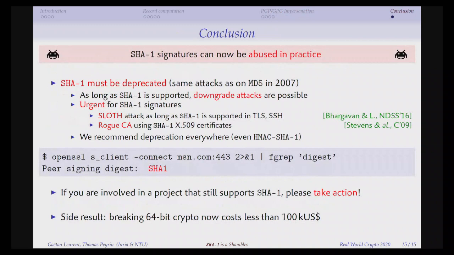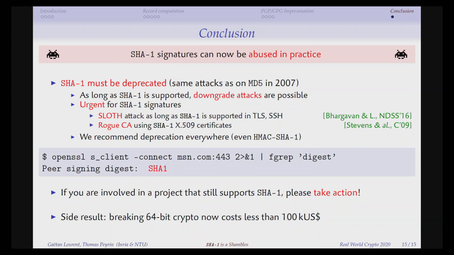So to conclude, the main message here is that SHA-1 signatures can be abused in practice. So this is really a practical exploit on SHA-1. So SHA-1 must be deprecated. It should be removed basically everywhere. The situation we are in now is similar to the MD5 situation in 2007. And it was clear at that time that MD5 must be removed. In particular, something important is that if you support SHA-1, even if you don't use it, because there's negotiation in many protocols, an attacker could downgrade you, force you to use SHA-1, and then you will be vulnerable to an attack.